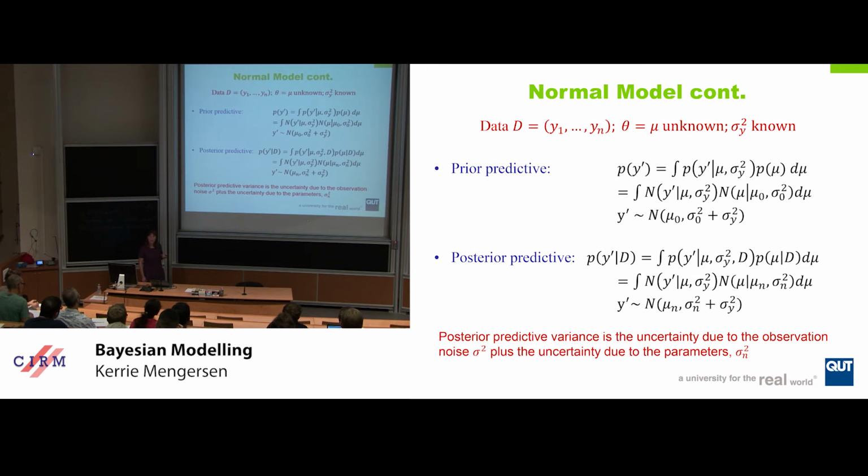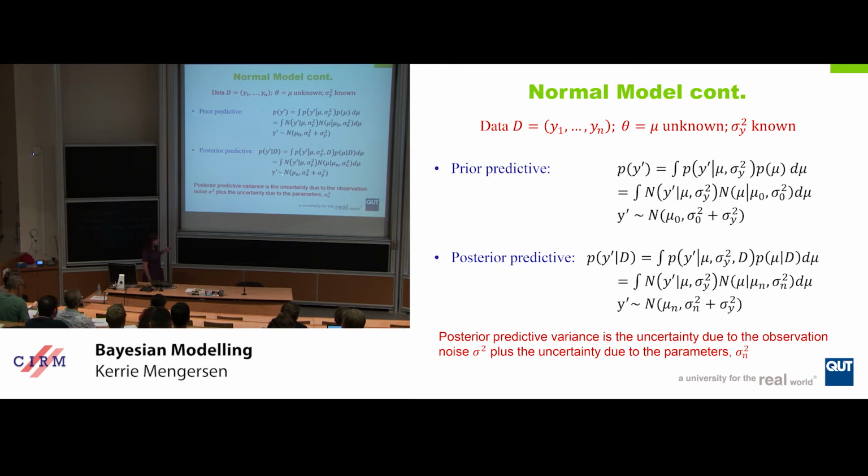Okay? The posterior predictive here is going to be based on the posterior distribution. So now we're conditioning on our data as well. Our posterior predictive distribution is going to be conditioning on our data. And if we do that, we end up integrating over this times the distribution of mu given the mean and the variance here.